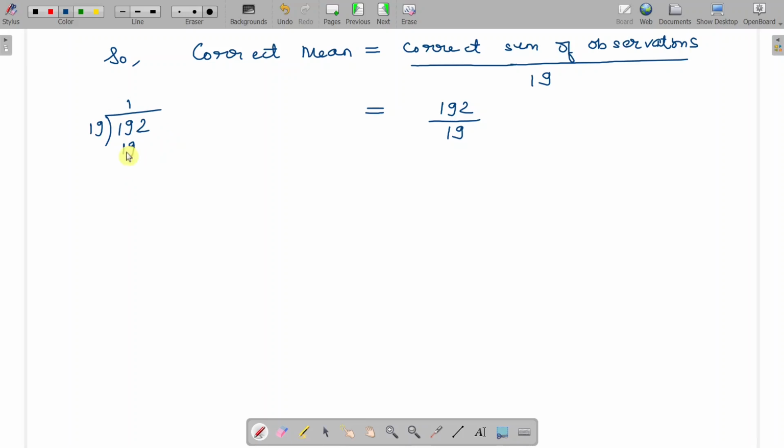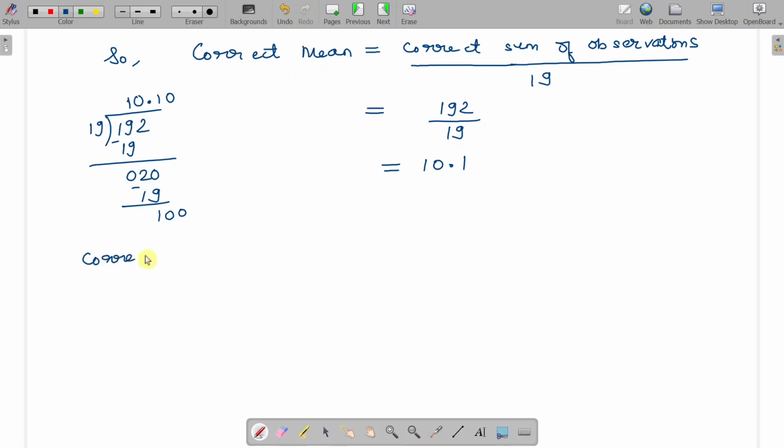19 ones are 19, right. So 2 I have taken here. 2 is smaller than 19, so 0 here. Now extra 0, so point. 19 ones are 19, then again 1 will remain, so 0. Still 10 is smaller than 19, so 1 more 0. So the answer is 10.1, the correct mean. Okay. Now we can find the correct standard deviation.